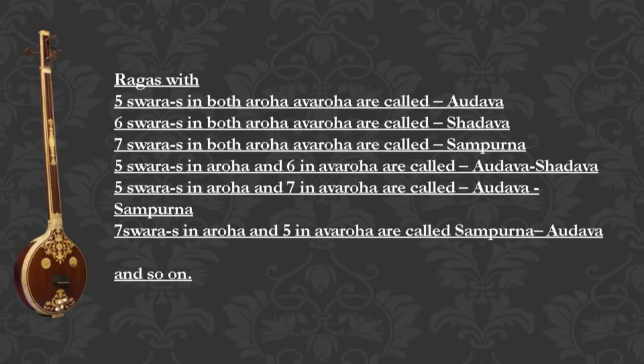And then we have combinations of these. We have ragas which have 5 swaras in the aroha, 6 in the avroha or 7 in the avroha, and those ragas would be called Audava Shadava or Audava Sampurna. We have ragas which have 6 in the aroha, 7 in the avroha. We have very many of these combinations. We even have ragas like Saramati, which has 7 swaras in the aroha and 5 in the avaroha.